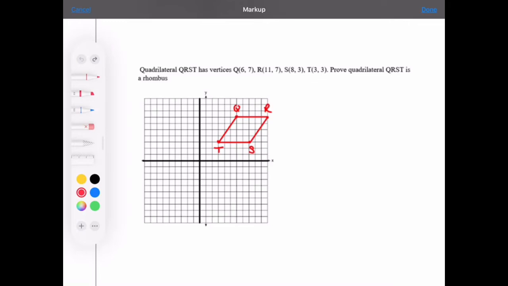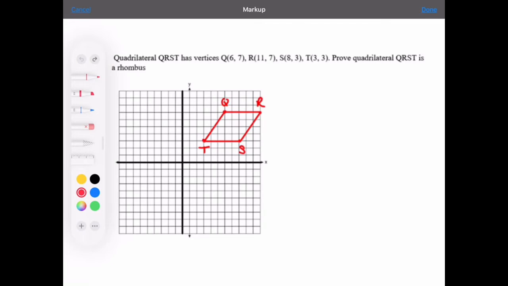Alright, so remember, when we're proving something is a rhombus, we have to start and prove that it is a parallelogram, and then we have to go back and prove that the sides are all congruent using the distance formula. So let's start with proving it's a parallelogram.